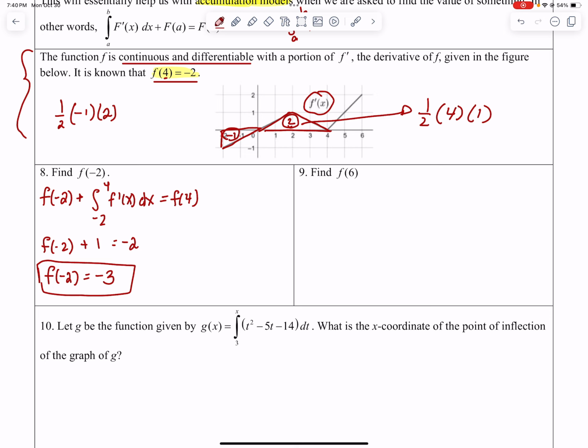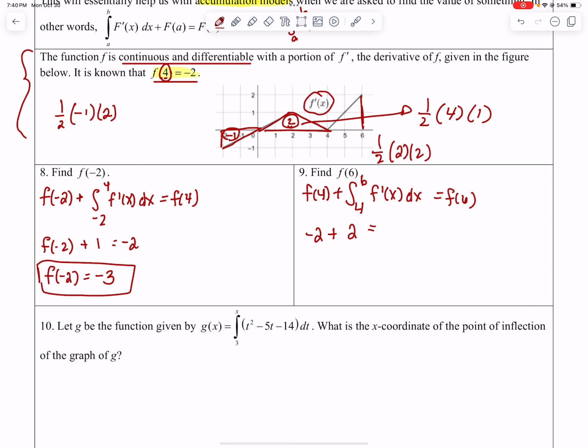All right, so to find f of 6, I know that my lower bound is going to be 4 because 4 is less than 6. So f of 4 plus the integral from 4 to 6 of f prime of x dx is equal to f of 6. We know that f of 4 is negative 2. And then my area from 4 to 6 would be 1/2 times 2 times 2, which is just 2. That's going to be added to f of 4, and then you'll see that f of 6 is just going to be 0.